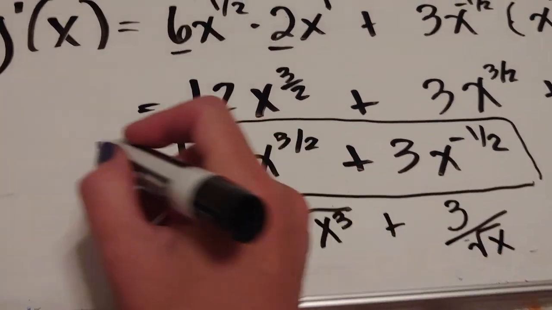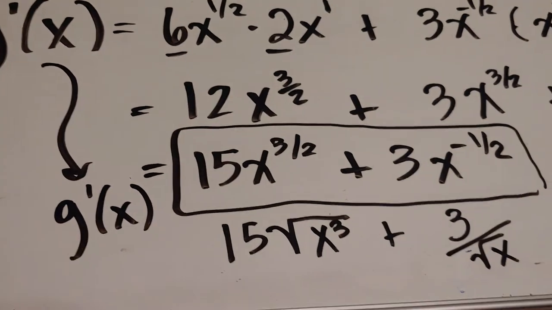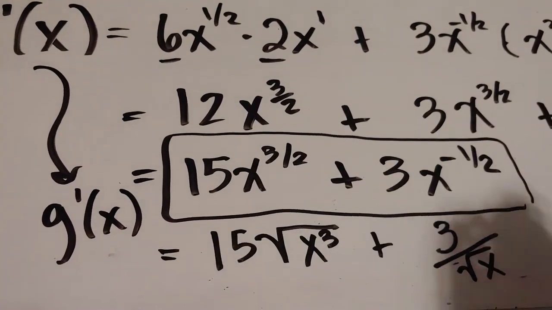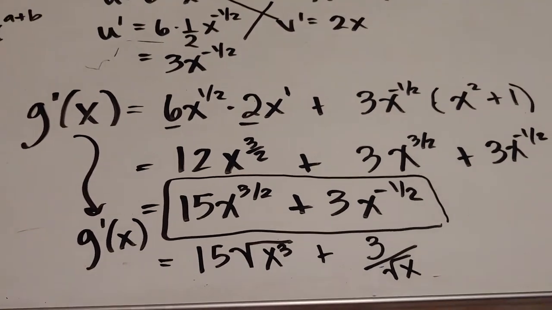So this is, of course, g prime of x. So we'll just write g prime of x down here so that everybody can see g prime of x equals, and here are the 2 equivalent ways to do it. All right, that was product rule. Practice, practice, practice.